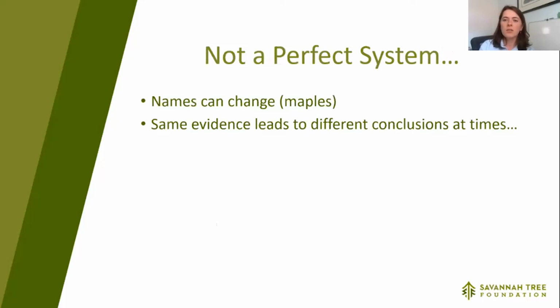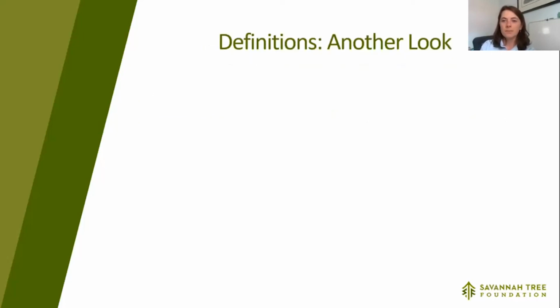Names can sometimes change with new information. So this is not a perfect system because the names can change, such as maples. Maples used to be in the Aceraceae family. Now they are in the Sapindaceae family, and that was news to me as of a week ago. And the same evidence sometimes can lead to different conclusions. This is because we don't necessarily always have the genetic information from other plants to test it against current, maybe species that are not extinct today.